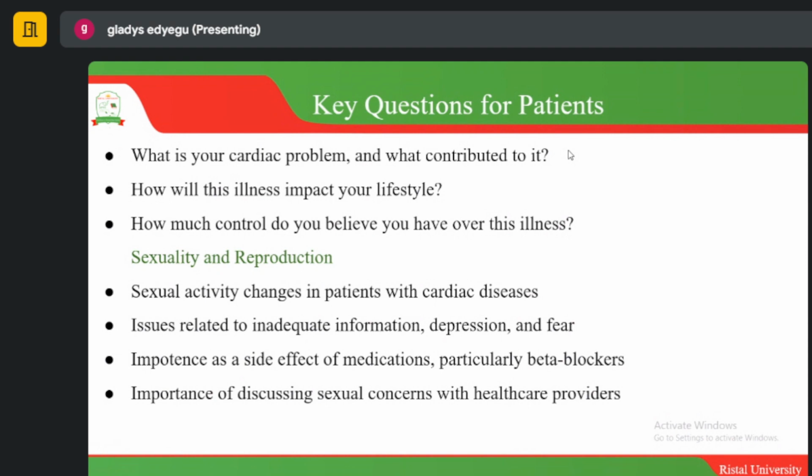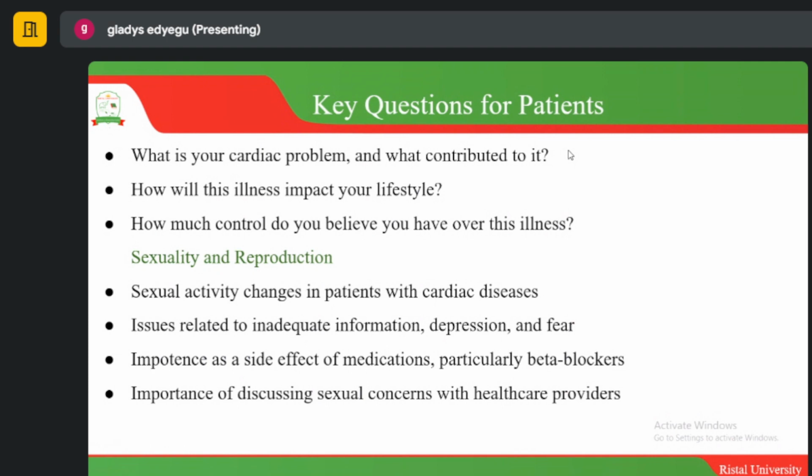Then impotence as a side effect of medications, particularly the beta blockers. So some of these drugs also cause a negative impact to our sexual activity or the reproductive system. So some people may end up being impotent like the male, and they may end up not again producing.